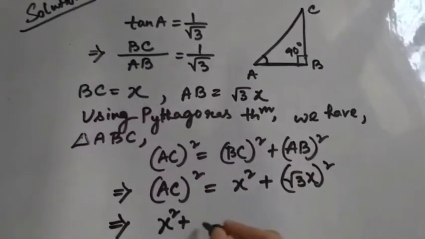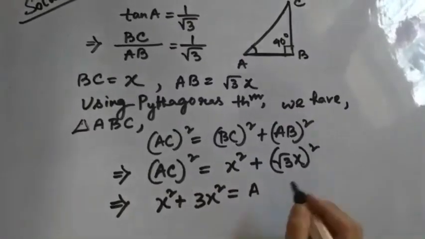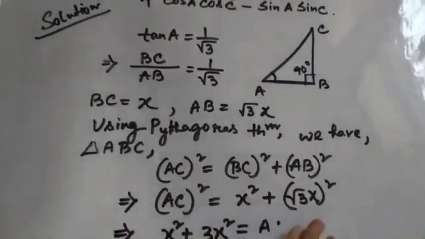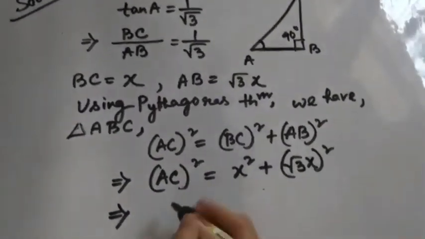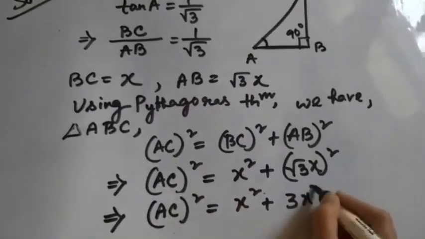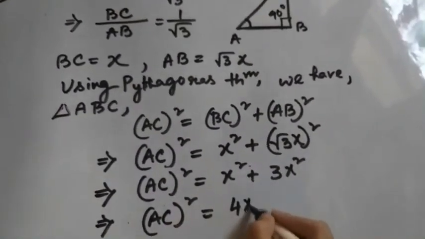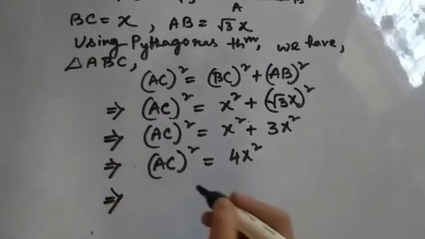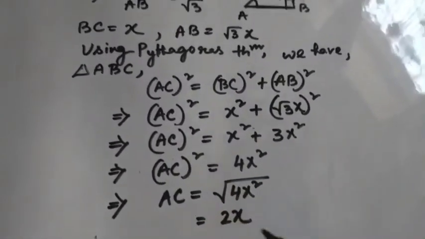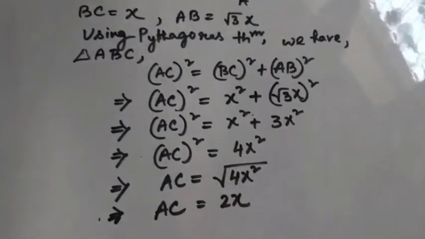That means x square plus 3x square. Or you can keep it on the same side also, that will be easy. x square plus 3x square. Okay. So AC square equals 4x square. After taking the square root, the answer will be 2x. Okay. So the value of AC will be 2x, right?